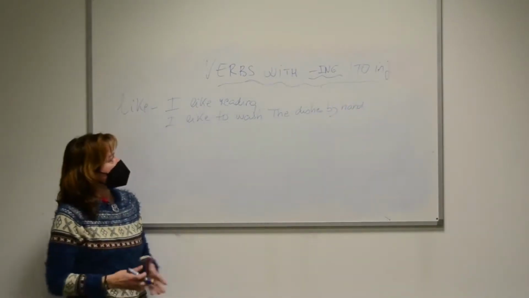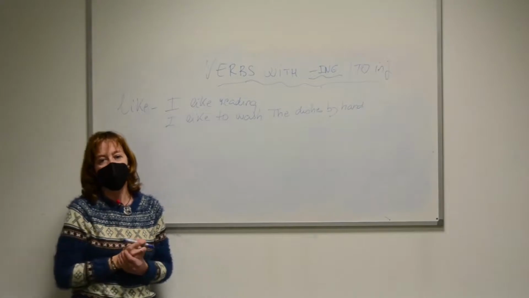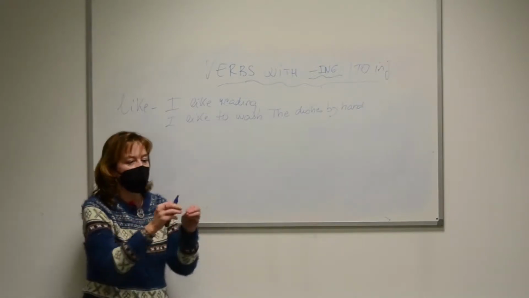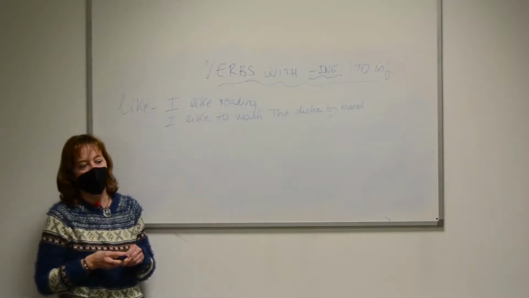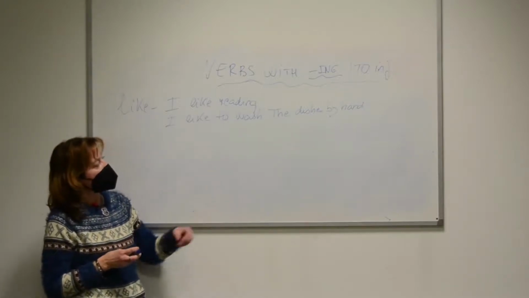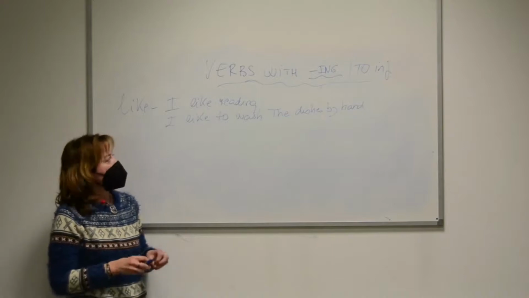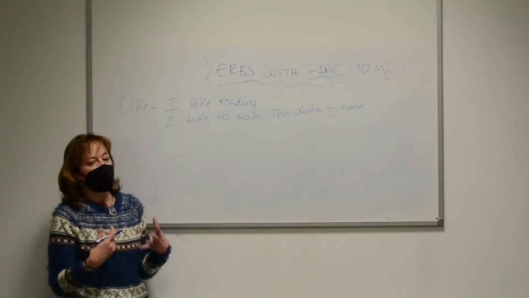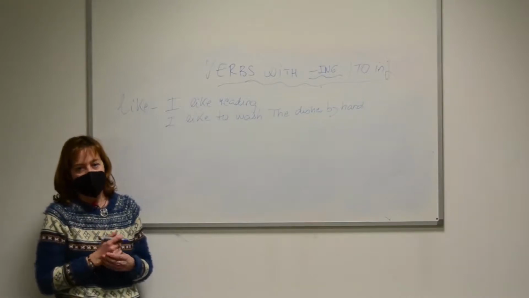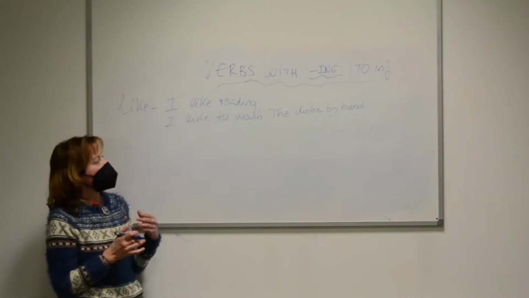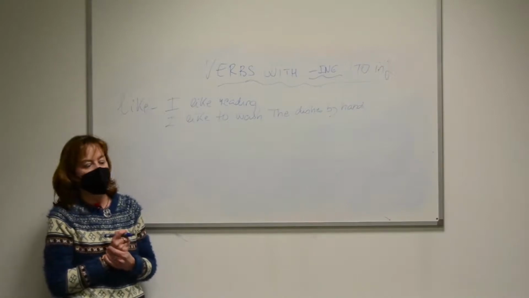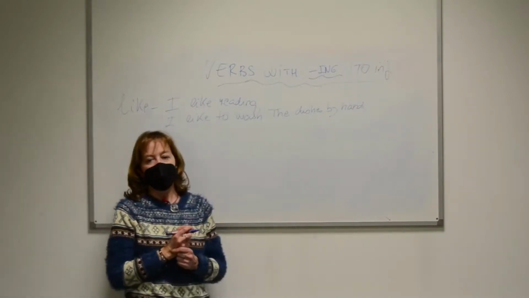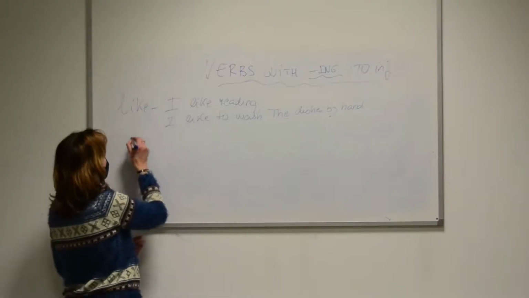The first sentence is something you usually like doing. The second sentence is something you prefer to do in a specific moment. I like to wash the dishes by hand just now. It's something you prefer just now. But in the other case, I like reading is a habitual action. It's a slight difference, and it means that both kinds of constructions are possible. Okay? The same happens with the verb, for example, stop.